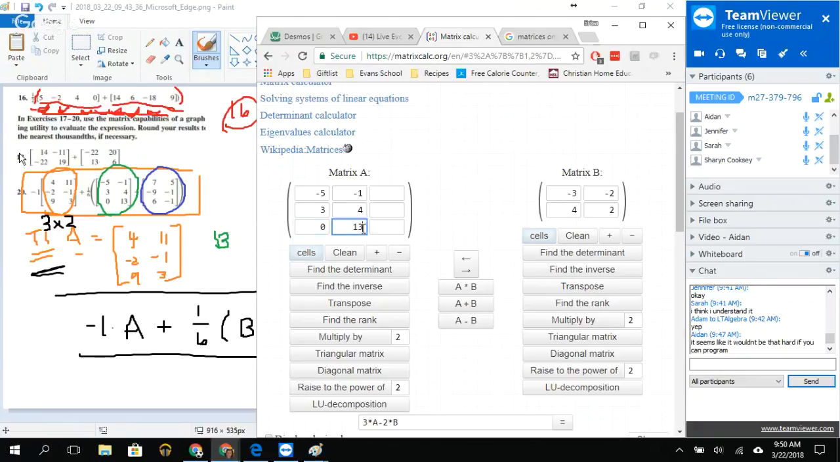So you can see it's also not ideal in your TI, you can put in that this is a 3 by 2 matrix. It'll make it the right size. Here, they just assume that it's square. We just leave that last column blank.